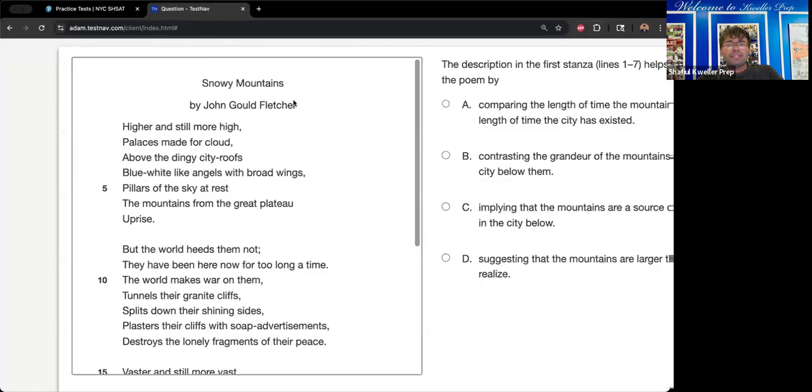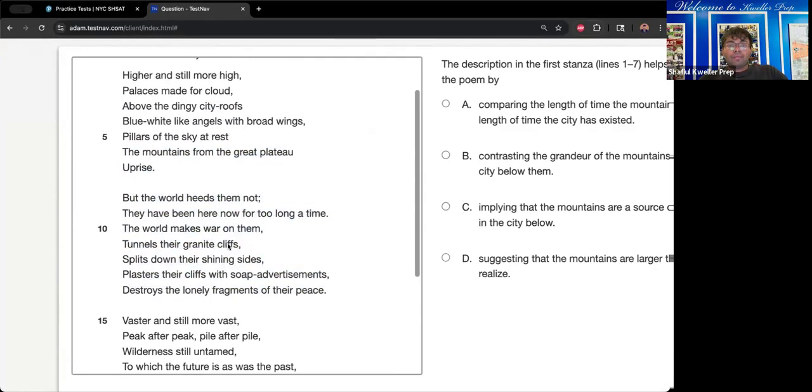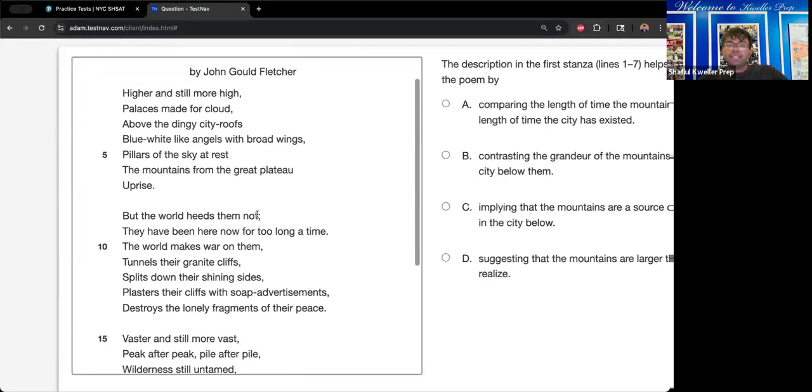I've read this passage before, so my idea is this first stanza is just talking about the mountains, and right here, the mountains from the Great Plateau uprise. So it talks about the grandeur of nature. The second part talks about how people don't really care about nature. The world heeds them not. Heeds means to listen to. So the world doesn't listen to them.